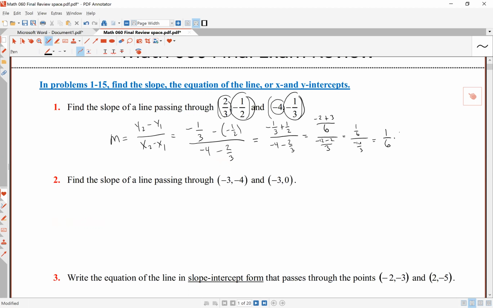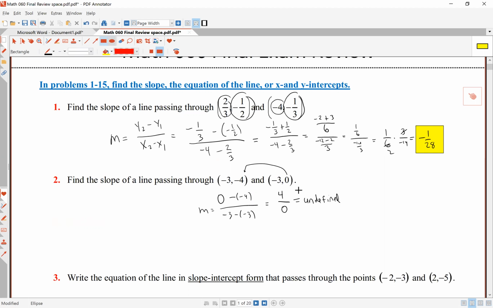Find the slope of the line passing through these 2 points. We do y2 minus y1, 0 minus negative 4, and negative 3 minus negative 3. The numerator says we have a rise of 4 and a run. Negative 3 minus negative 3 is 0. And that's the undefined slope because we have 0 in the denominator.